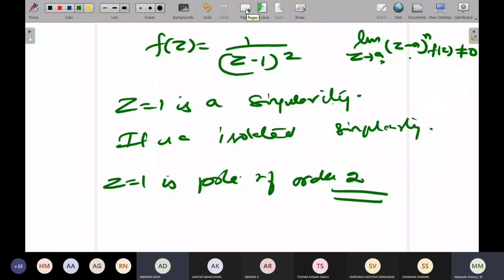Yes, ma'am, it was given. I gave you what a pole is, and what a pole of order 1 and a pole of order m are. We will do problems on that. You can just take down simple problems first.